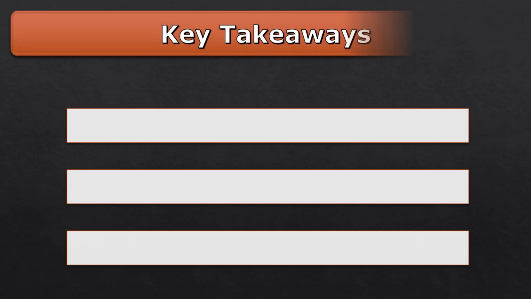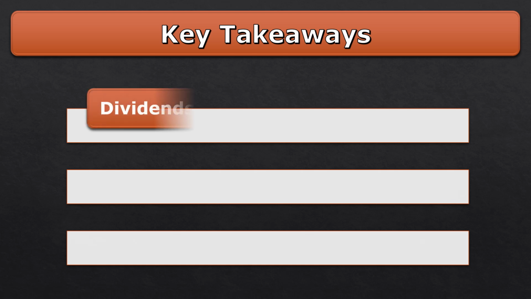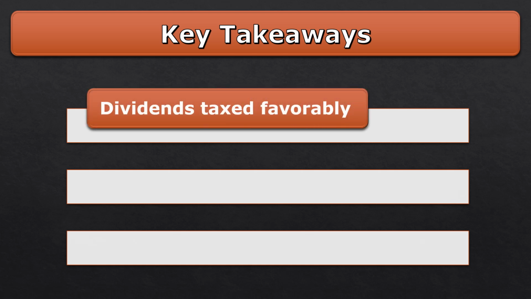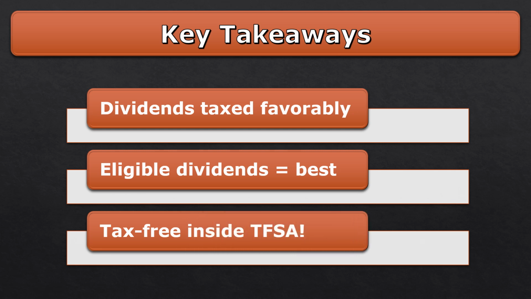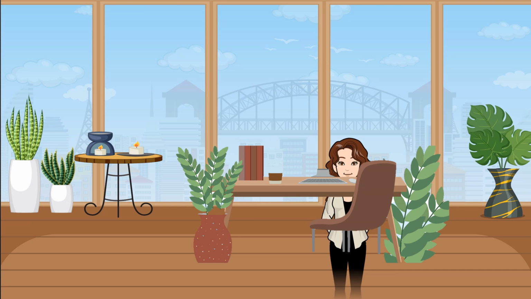Alright, so here are 3 important takeaways from this video. 1. Dividends are taxed way more favorably than regular income like a salary. 2. Eligible dividends cost you less in taxes than non-eligible dividends. And 3. If you earn your dividends through your TFSA, you won't have to pay any taxes on them at all.